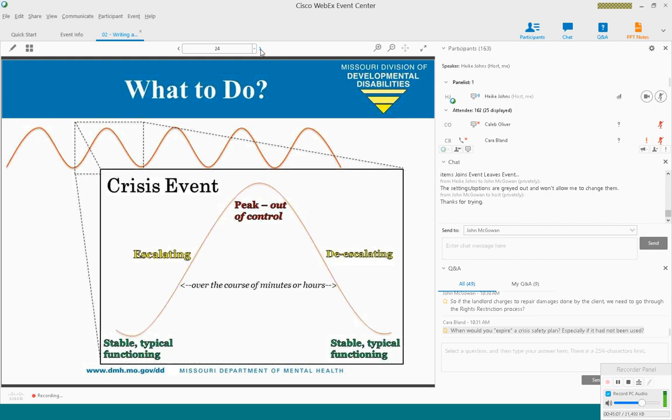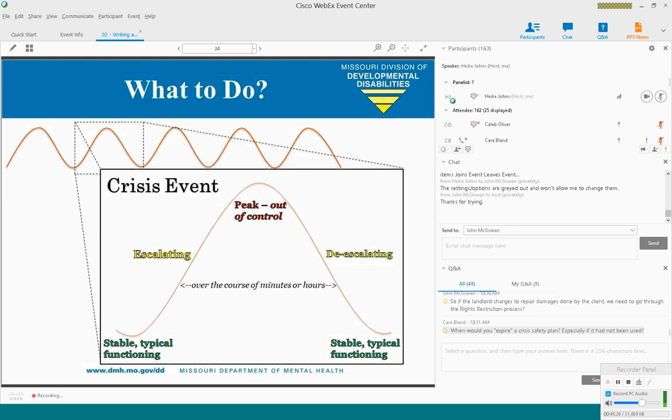An individual crisis event can last from a few minutes to many hours. So it's going to be crucial that we try to figure out where the individual falls on this kind of span of possibilities so that we can plan appropriate supports for them. Is this something that we're going to need to do for a little while? Is this something we're going to need to do for a long time? So being able to figure that out ahead of time.